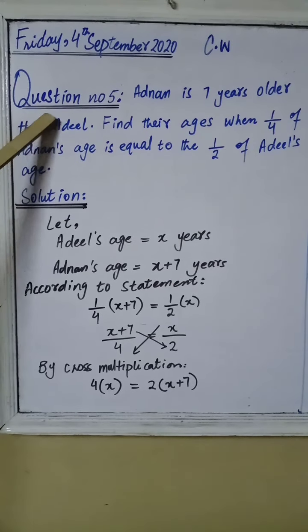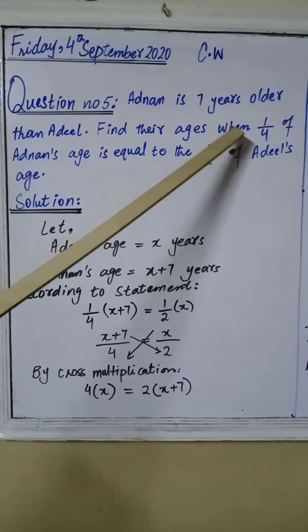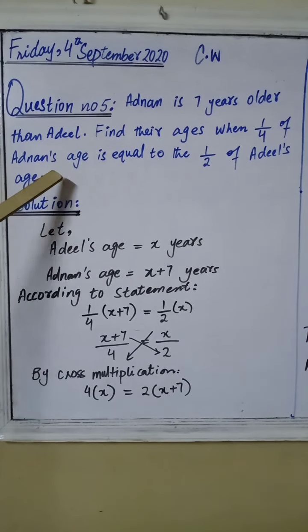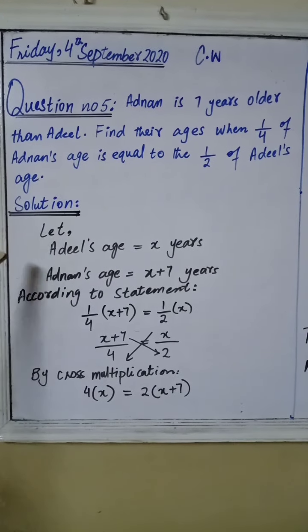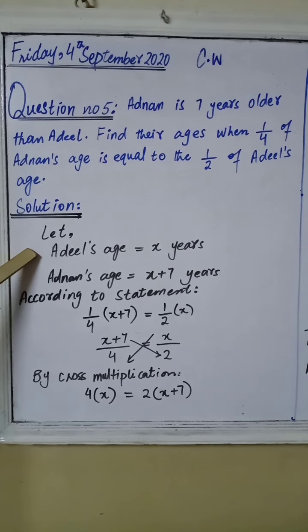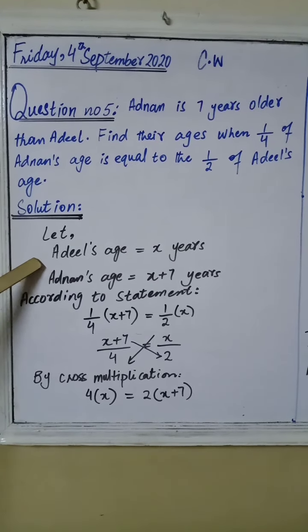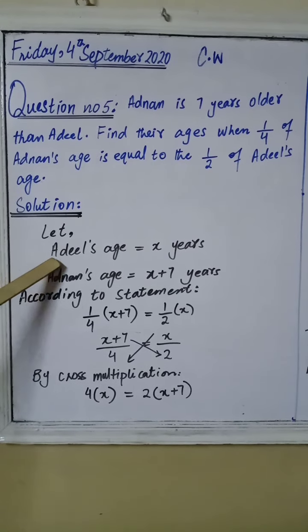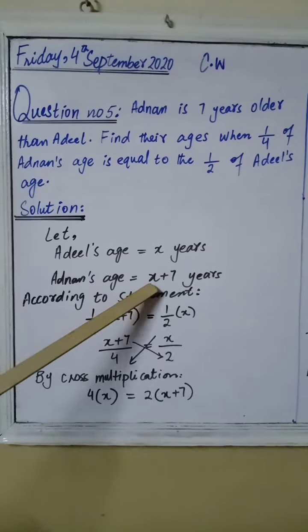Question number 5. Adnan is 7 years older than Adil. Find their ages when 1/4 of Adnan's age is equal to 1/2 of Adil's age. So here they want the ages of Adil and Adnan. We don't know the ages of Adnan and Adil, so here we assume the ages. Let Adil's age be x and Adnan's age be x plus 7 years.